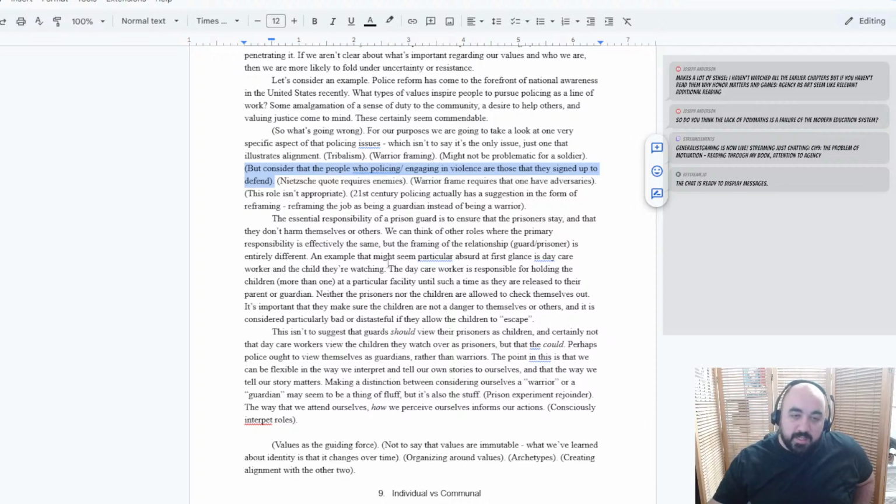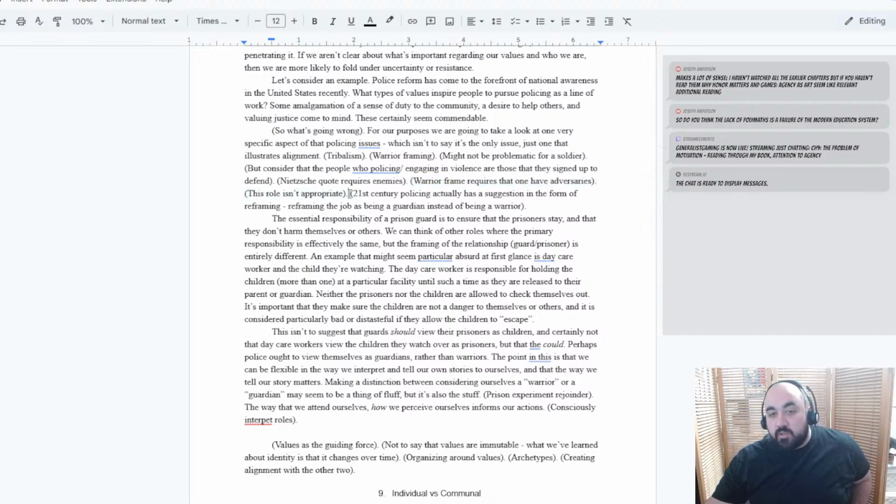Again, we invoke this Nietzsche quote regarding requiring enemies. A warrior frame is one that requires adversaries. And so when you have a warrior type framing, you are encouraged to make adversaries out of the very people you are policing. The problem with this is that this role just isn't appropriate.